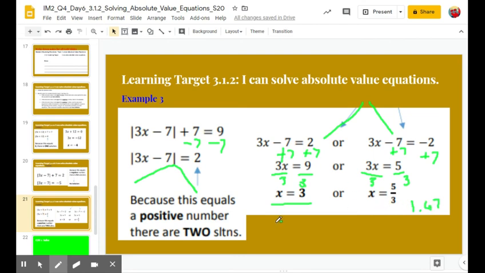So you're going to go 3 times 5/3. Well, that gets you 5. 5 minus 7 is negative 2. Oh, but wait a minute. Absolute value negative 2? Positive 2. 2 plus 7 equals 9. Check. We got both of our solutions.